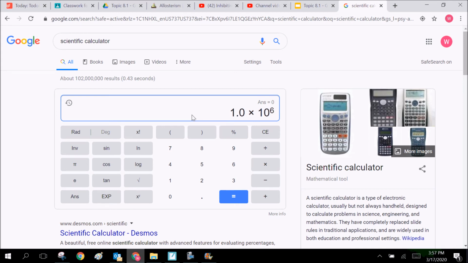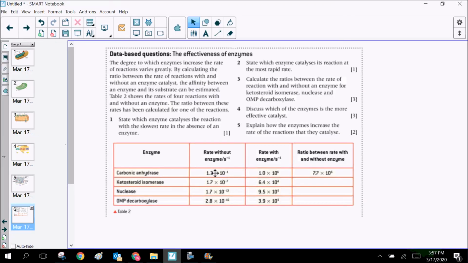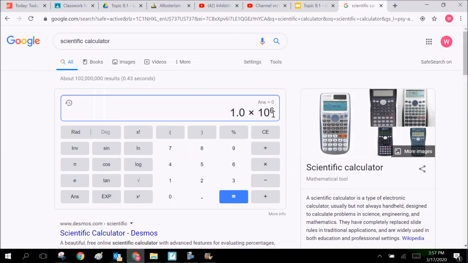Okay, and then we know a ratio is a division problem, so I'm going to divide that by this one, the without, over here. So it's 1.3 times 10 to the negative 1. So here we go, divided by 1.3 times 10 to the negative 1. Okay, now I'm just going to press enter, and here we go.